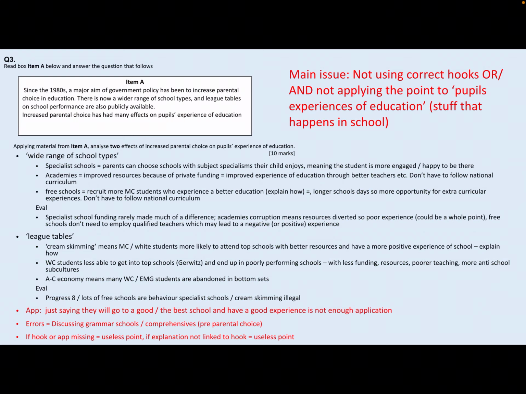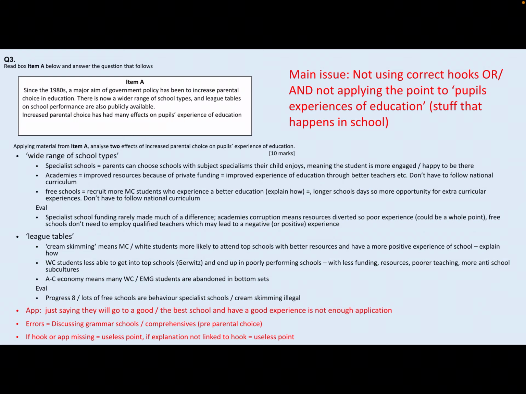Evaluation, you could have used Progress 8, meaning that with league tables, schools now focus on the progress of all students. Lots of free schools that have been set up are actually specialist behaviour schools, so they're there to support those working class students. Sorry, I've just realised I put that evaluation point in the wrong section. That one about free schools should be up with a wider range of school types. And it is worth saying that cream skimming is illegal and local authorities do try and prevent schools from doing that, so there are a lot of investigations into schools who perhaps are cream skimming.